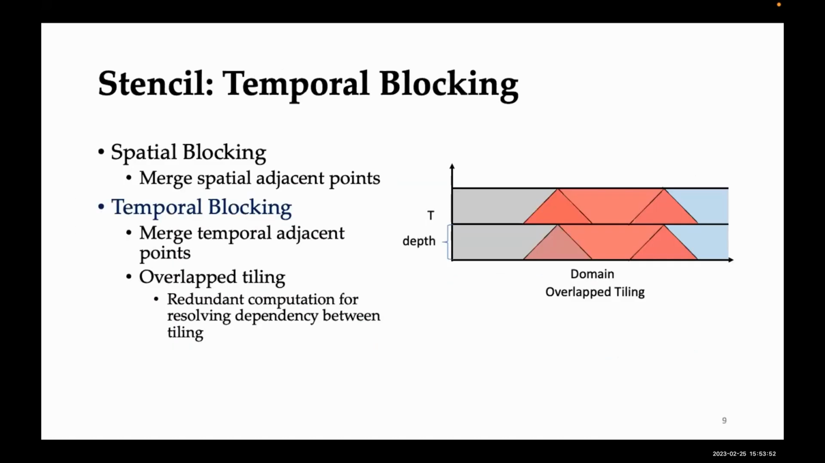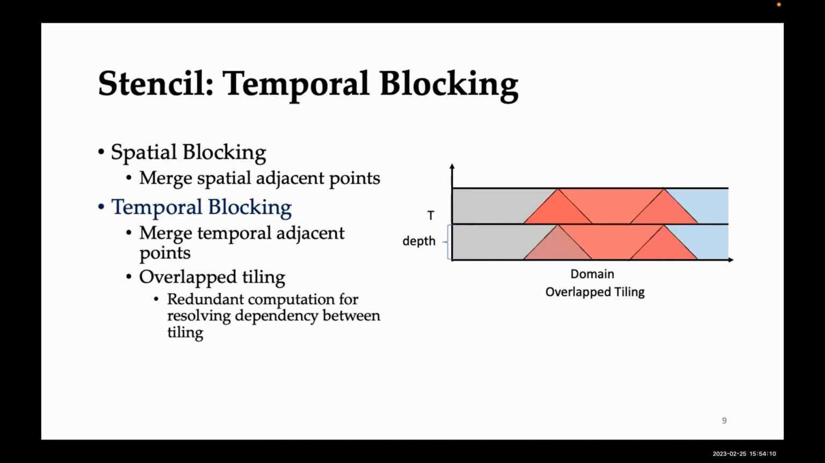There are two ways you would try to increase or improve locality for stencils. One is spatial blocking, in which you spatially tile or block your domain such that you get better hits in the cache. This is, of course, not limited to GPUs. You see that a lot in CPUs. And there's what's called temporal blocking.